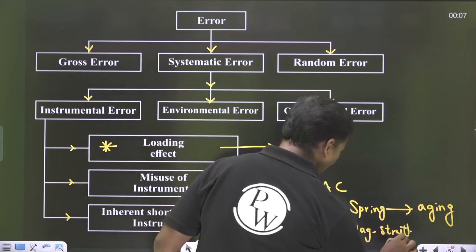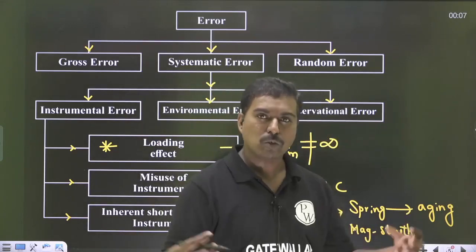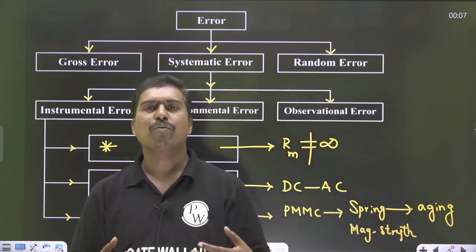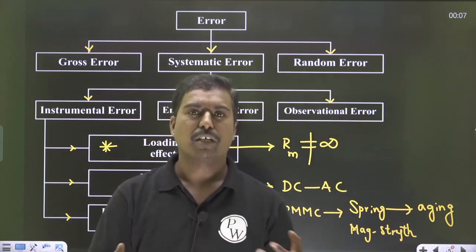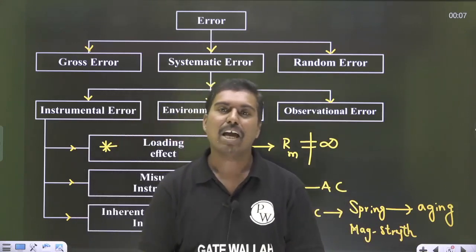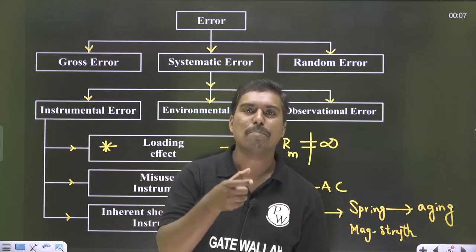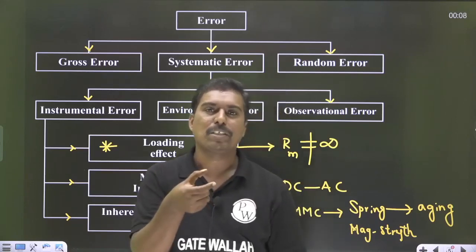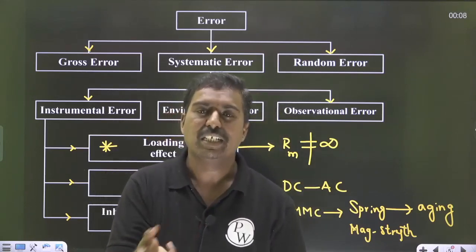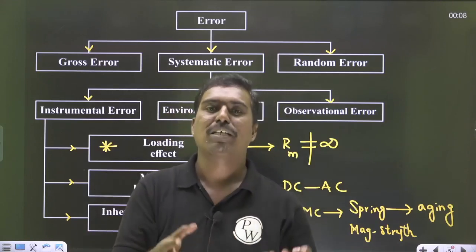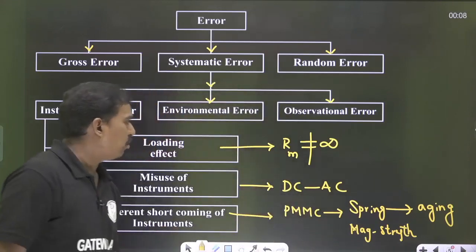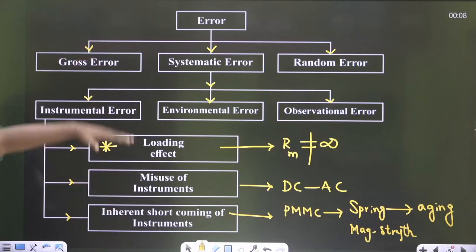So many instruments, like moving iron and dynamometer, are using magnets. When you use them for decades, or for 10, 15, 20 or 30 years, what happens? The frictional properties and the mechanical properties of those devices are going to be affected. Because of that, the instrument's lifetime is going to be affected. So these all come under instrumental errors.